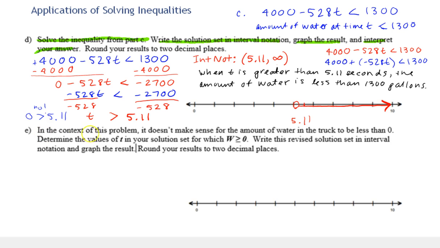Now, in the context of this problem, it doesn't make sense for the amount of water in the truck to be less than 0. So that's some information. We'll talk about that in a second. Determine the values of t in your solution set for which W, the amount of water in the tank, is greater than or equal to 0. Then we're going to write this revised solution set in interval notation and graph the result. We'll round to 2 decimal places as needed.